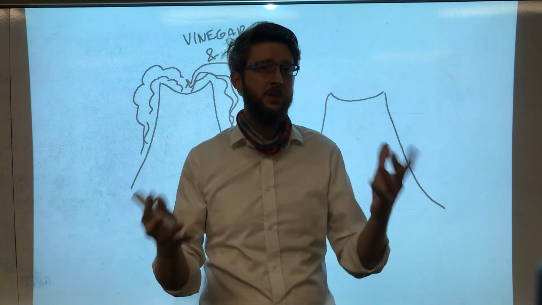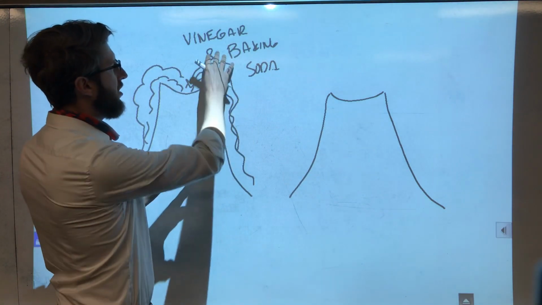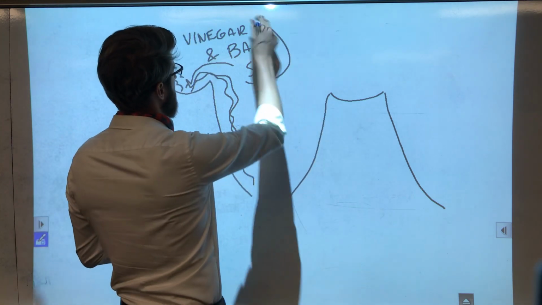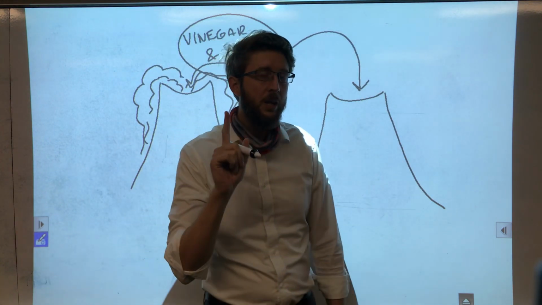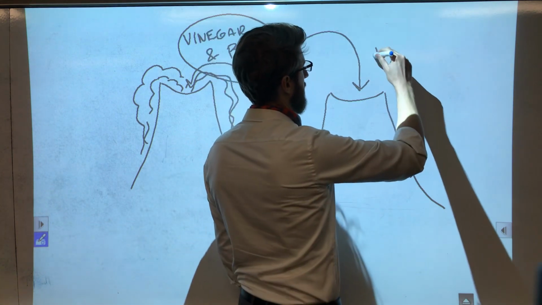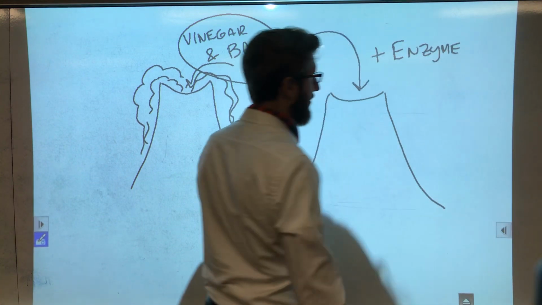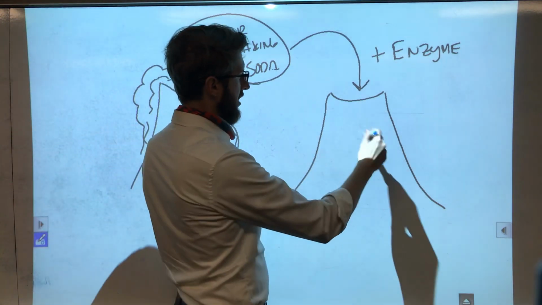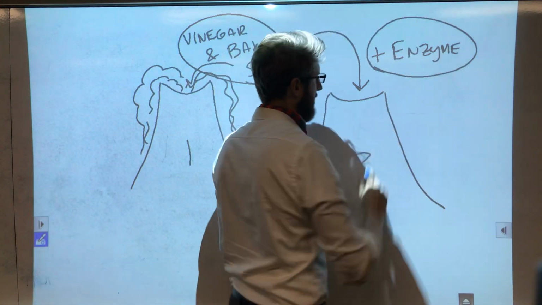Now, some acids and bases react bigger and faster than others, but let's assume that we're using the same vinegar and the same baking soda in this volcano, and we're using that same vinegar and baking soda in this volcano, only we add a special ingredient. We add an enzyme. Now, everything is the same between these two volcanoes. The only difference is that in volcano 2, we have added the enzyme.